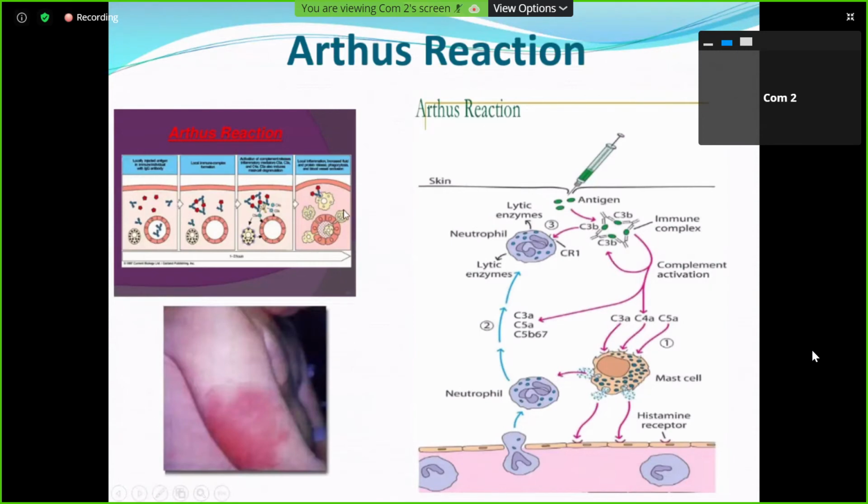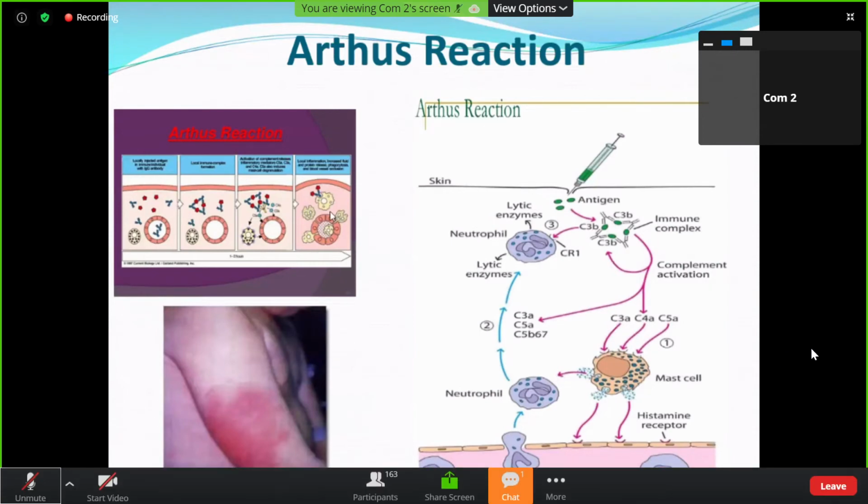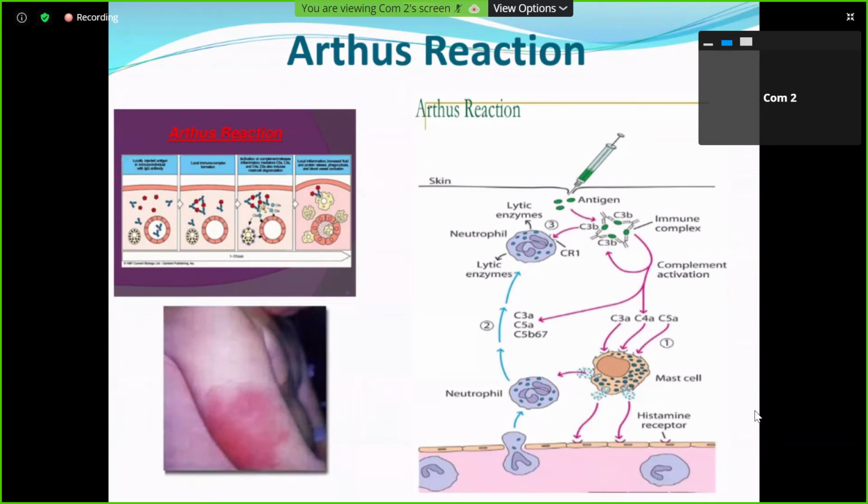One way this has been shown occurs more in experimental animals. And this was how it was first discovered. But it does occur occasionally in the human situation, particularly in people who receive booster vaccination.